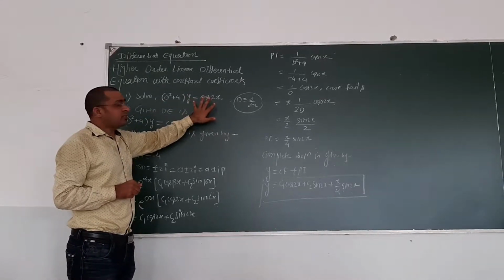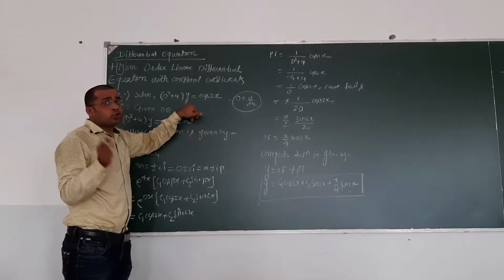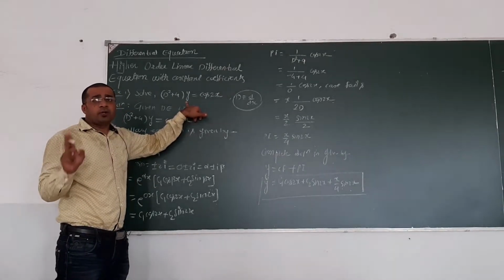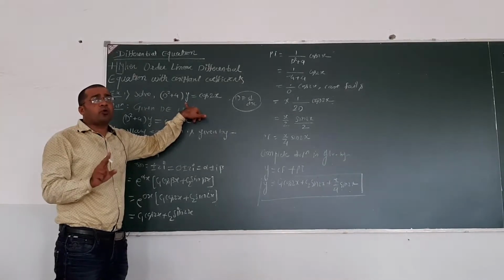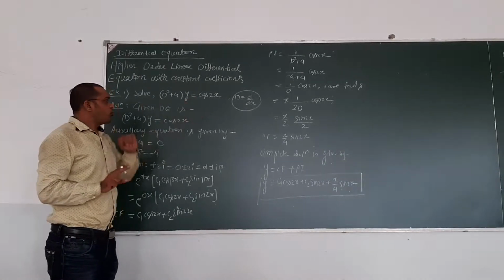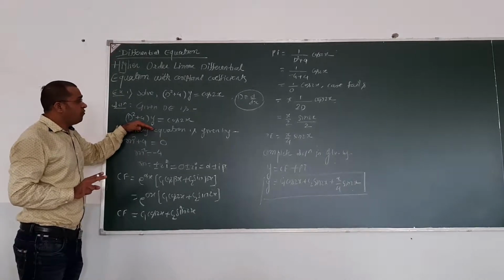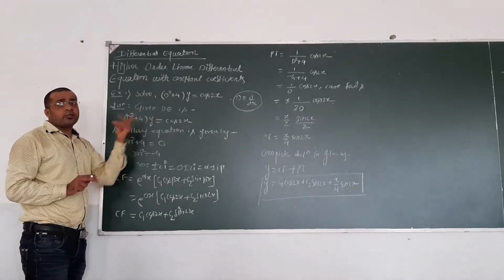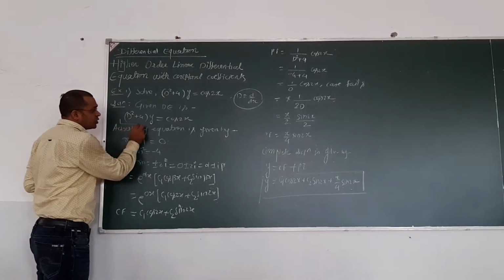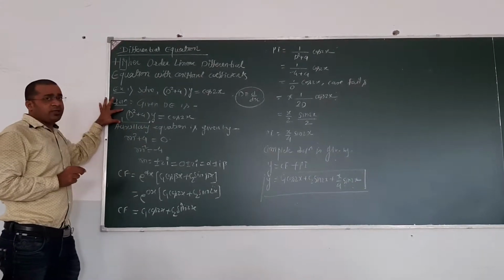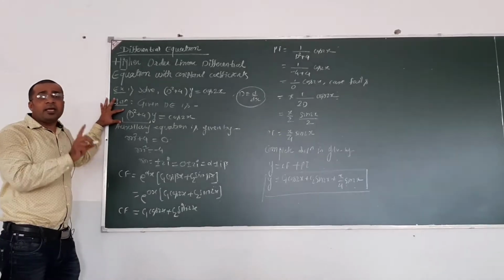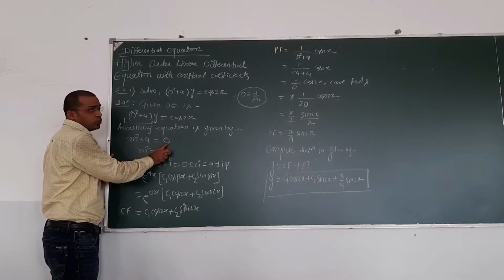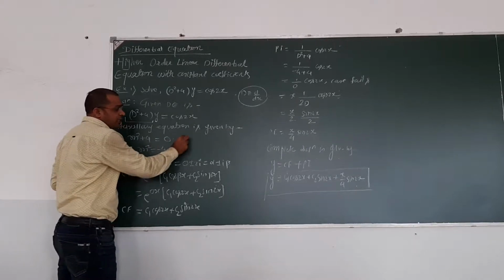This example we have to solve, and the solution will comprise two parts, the complementary function and the particular integral. So our first job is to find the complementary function. To find it, we first find the auxiliary equation. How do we get it? I consider the function of D, and in this function I replace D by m. So this will be m² + 4, and equate that to 0. This is called the auxiliary equation.